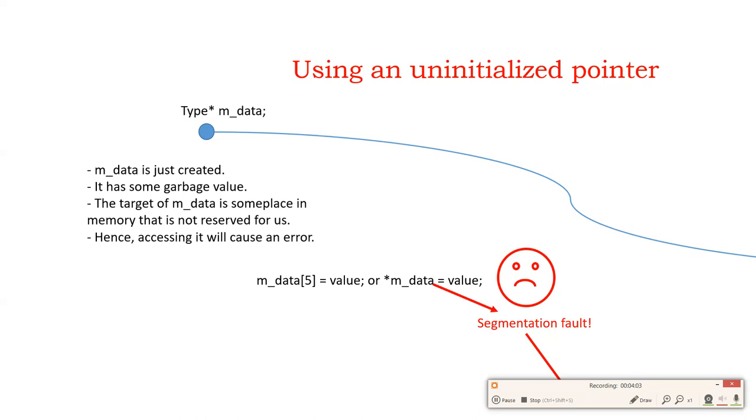And without any dynamic memory allocation, I say mData[5] is set to a value. Or I say the target of mData is set to a value. As you see, I draw that blue line outside of the screen. It means it is pointing to someplace that I don't know. I just created a variable called mData. It's garbage inside. That garbage inside is a number. It's the address of someplace in memory which we have no idea what it is. Therefore, when you want to access it, you get a segmentation fault, which means you're out of your segment. Okay? That's number one.